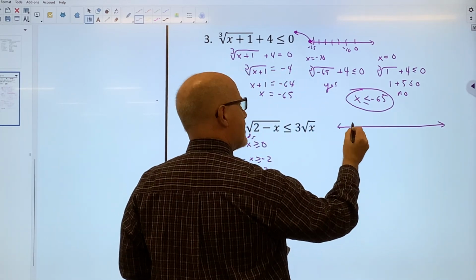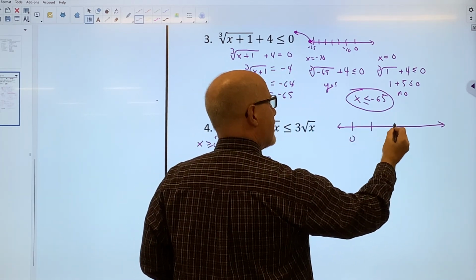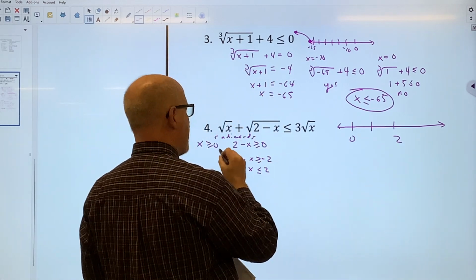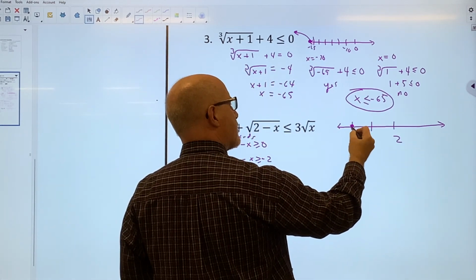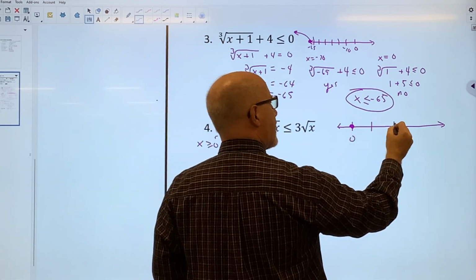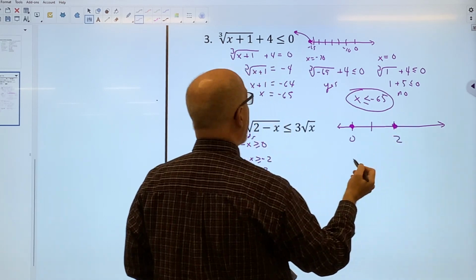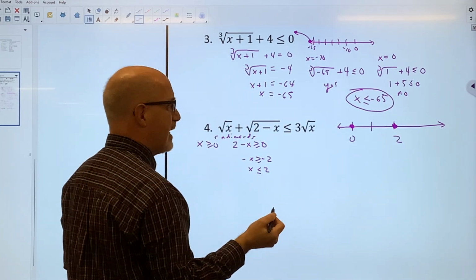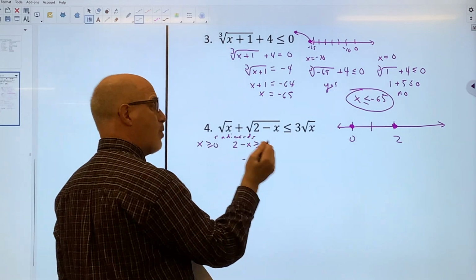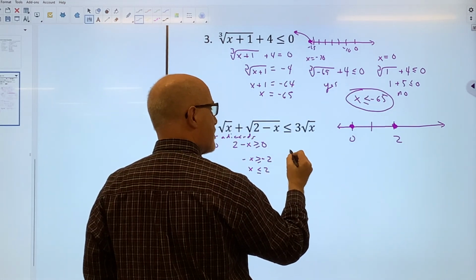If I've got 0 here, here's 2, I'm going to put a closed dot on this one, and a closed dot on this one. Now I'm going to go ahead and solve the equation. So you've got to make sure you can solve the equation.